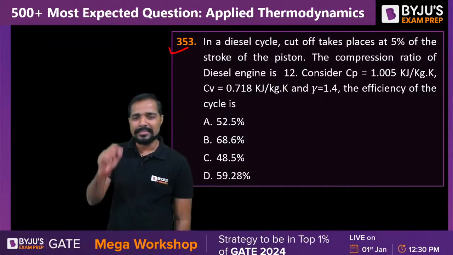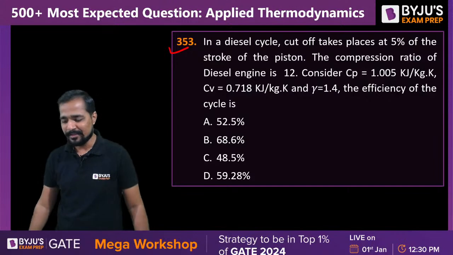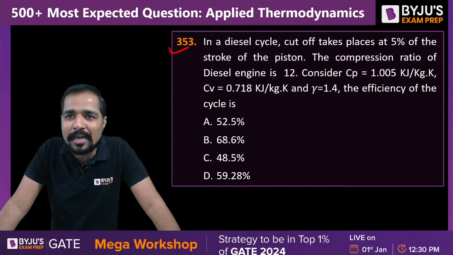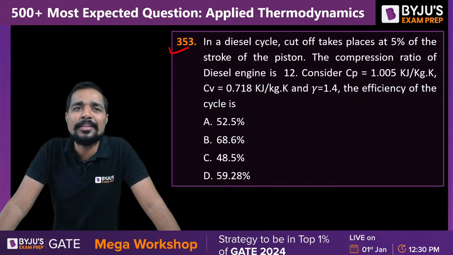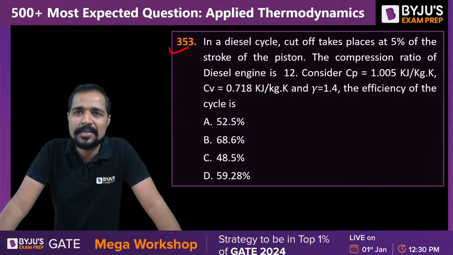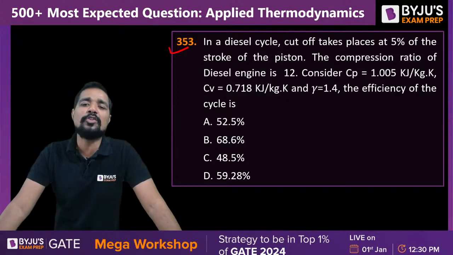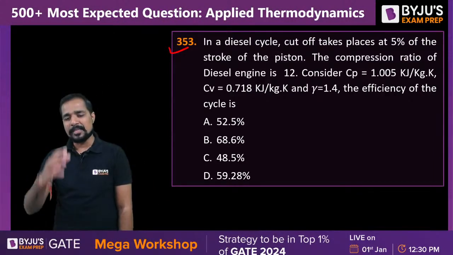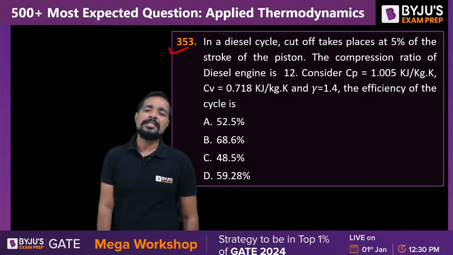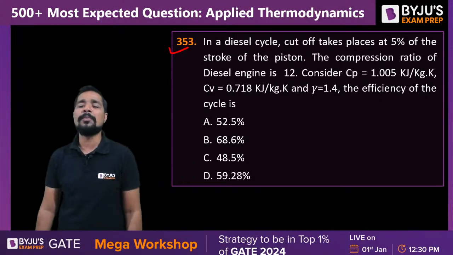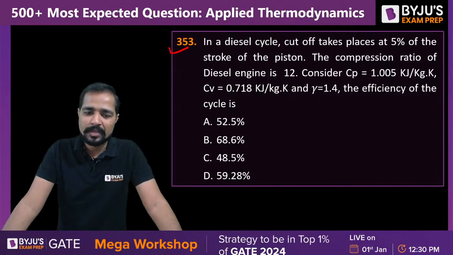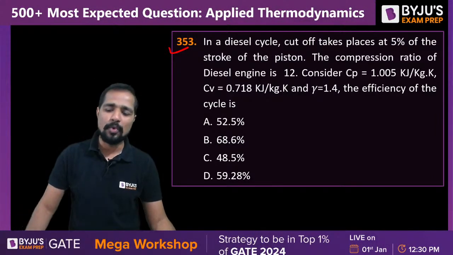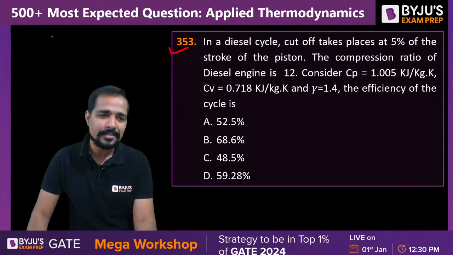Let's go, in the diesel cycle start with the calculator. Now your calculator work has started, and let's see how many people can get the answer correctly. The cutoff ratio takes place at 5% of the stroke of the piston. Compression ratio of the diesel engine is 12. Cp, Cv and gamma are given. What will be the overall efficiency of the cycle, my dear? Let's see how many of you are getting the correct answer in this case.